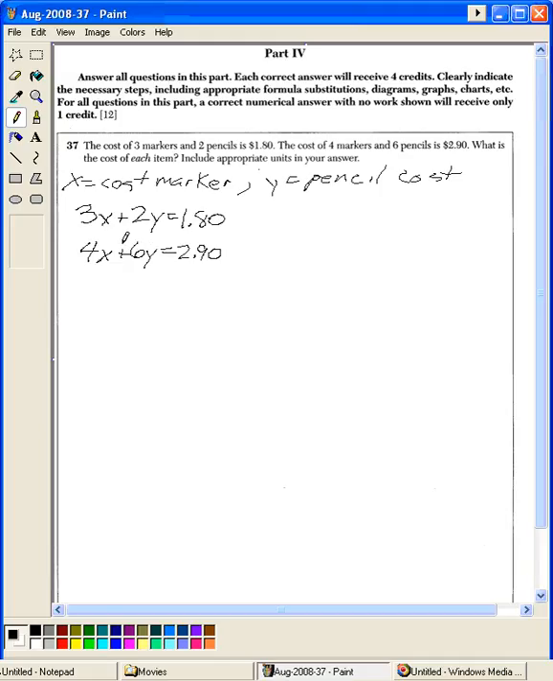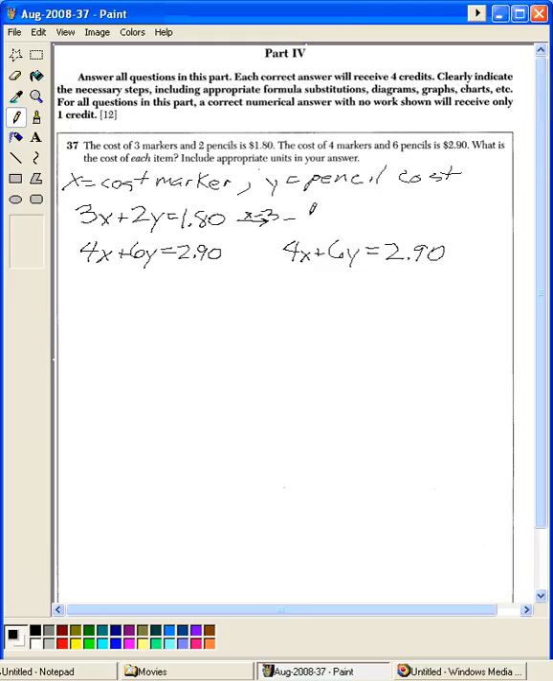I can solve this. Now the problem with this one is none of the coefficients match up. That is, they're not the same but opposite signs. We could do all sorts of things. How about if I multiply my first equation by -3? The second equation, I'm just going to copy it over. 4x plus 6y, and that's going to be equal to $2.90. But the first equation, let me multiply everybody by -3.